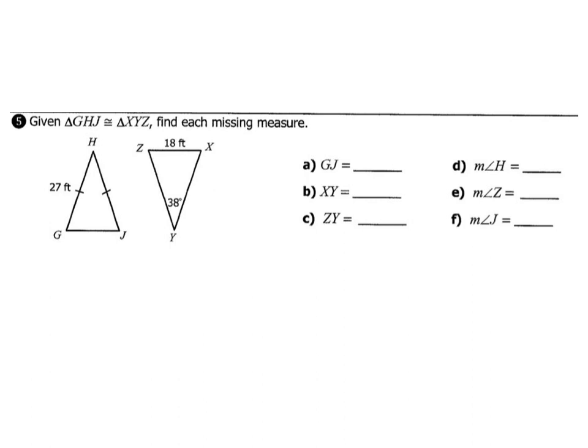All right, we're given this congruency statement right here. We want to find each measure. So first things first, we're given some information. So we know HG is 27, so we want to see what side is corresponding to HG. Well, HG would be corresponding to YX. So YX is this side. So this one is also 27 feet.